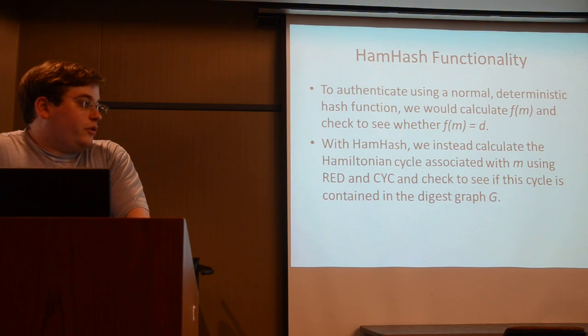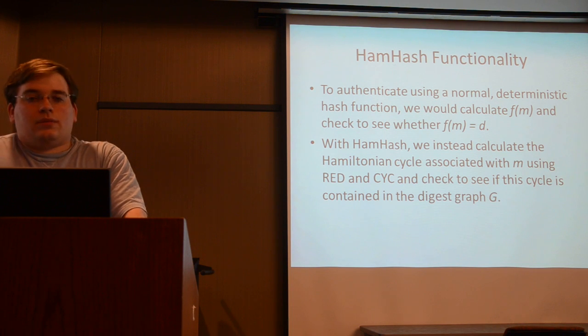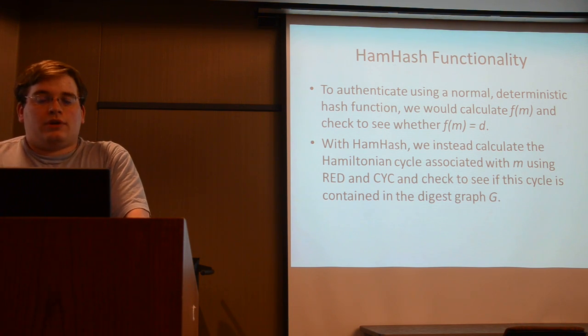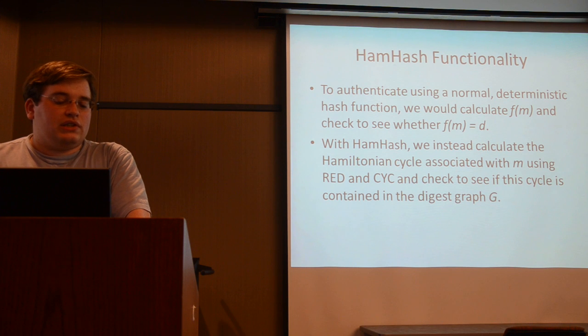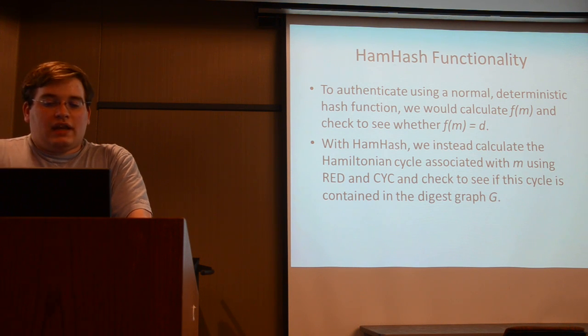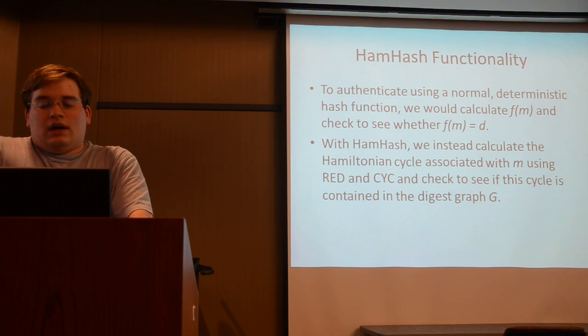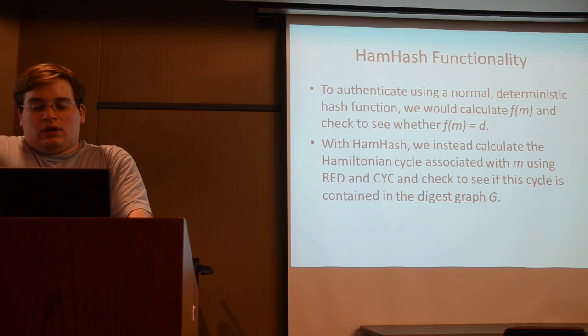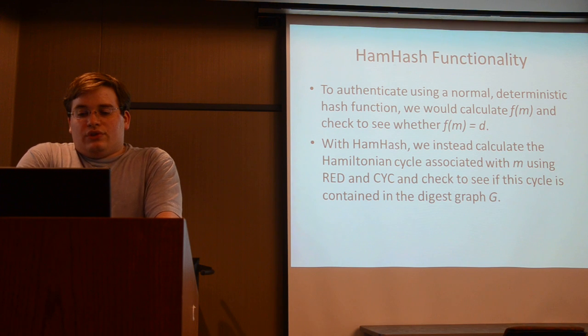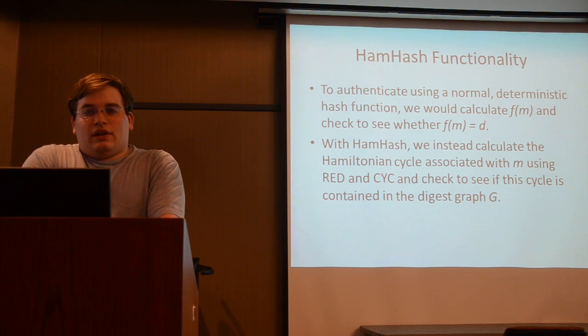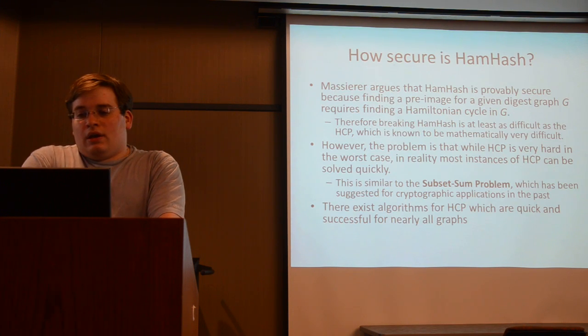Now, it's a little bit different from a normal hash function in that it's non-deterministic, because the idea is that in the graph, we add a bunch of random edges. You won't get the same random edges each time. So if you want to authenticate something and determine, given a digest, whether it corresponds to this message, you use the functions read and cyc to calculate a Hamiltonian cycle associated with the message, and you check to see if that is present in the graph that is the digest. So it's a little bit more complicated, but it works in a similar way.